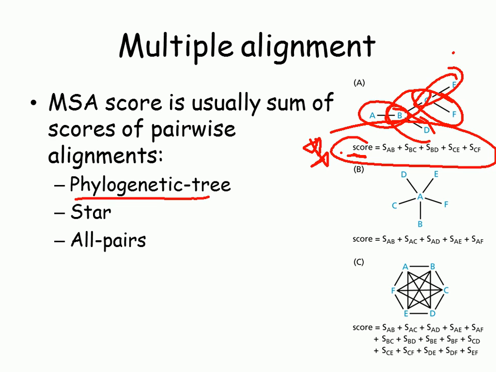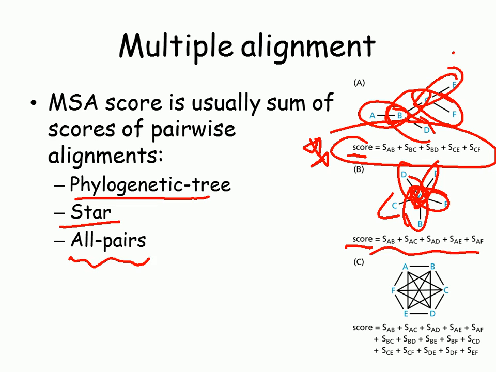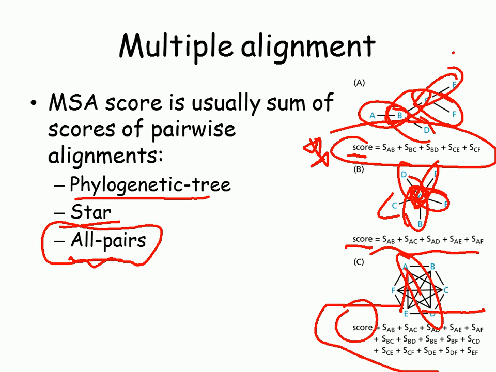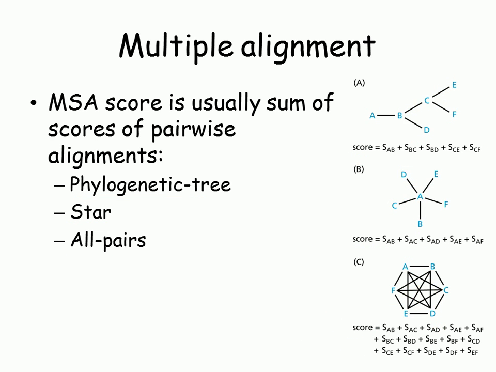Another way to organize the pairs and find their alignment score is by a central schema, where you pick a sequence that's most similar to all the other ones and find the alignment scores of all of them with that central one and add them up. The more common one is all pairs, where you calculate the alignment score of all pairs of sequences, and your total score is going to be the sum of the scores of all of those pairs. Okay, so these are different ways to evaluate a given multiple alignment.